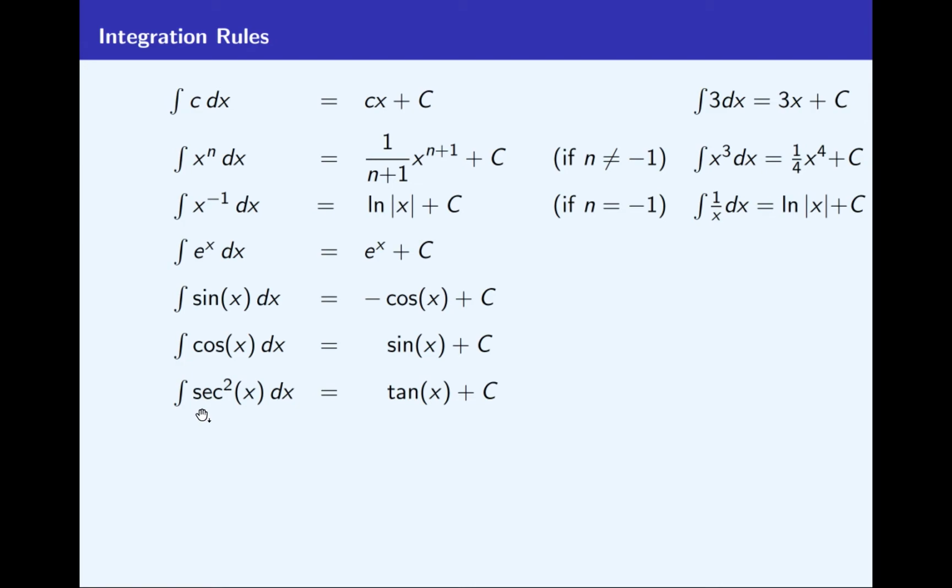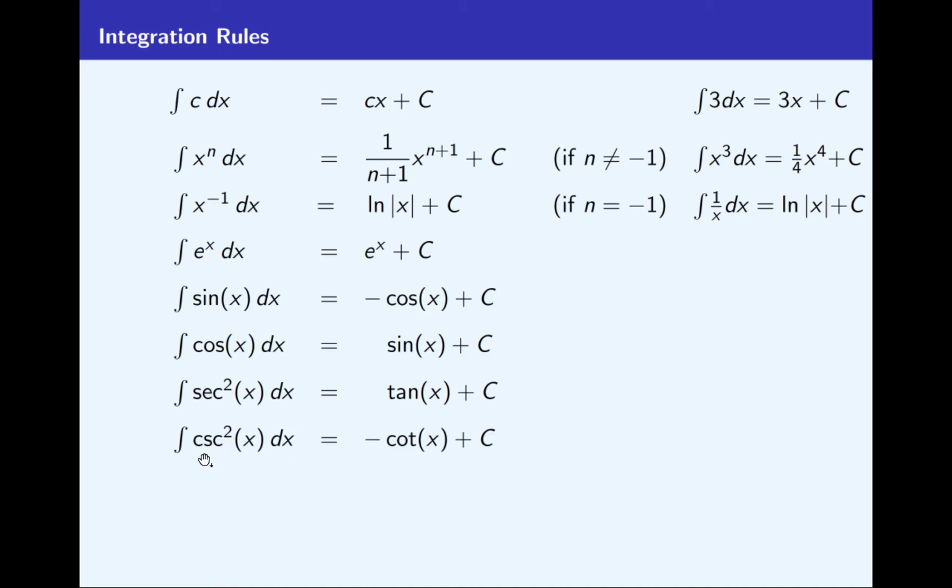Now, we don't exactly have a rule for the integral of secant x dx, because that would involve thinking of a derivative rule, the derivative of a function where the answer was secant of x. And we don't have that. There's no such derivative rule. But we do have a derivative rule that says the derivative of tangent of x is secant squared x. And that gives us this integration rule. The integral of secant squared x dx equals tangent of x plus c. Again, because the derivative of tangent x plus c is secant squared x. So here we're running all of our derivative rules in reverse.